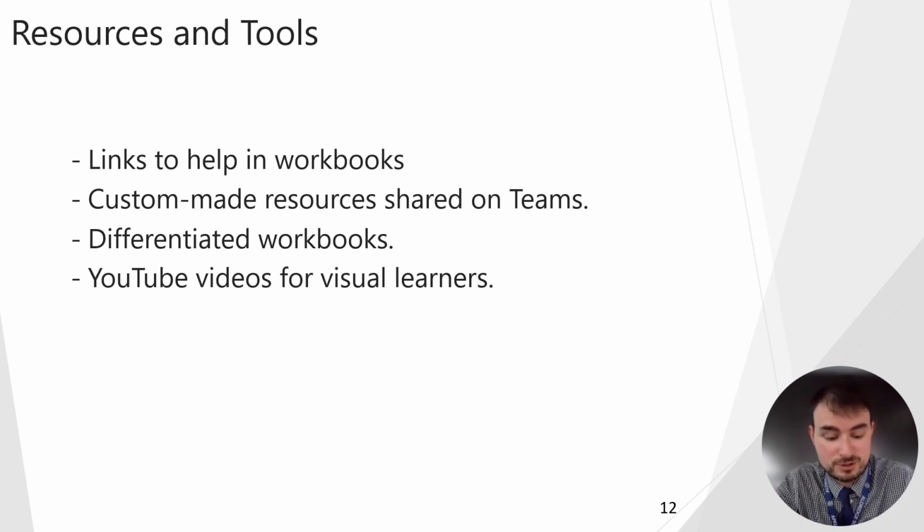Differentiated workbooks, which I'll show you soon, having different workbooks for different students. YouTube videos for visual learners, having videos with voiceovers so students can look at the videos to support themselves. That could simply be a recording of a lesson you've done or a recording of a task, talking them through how to do it again if you didn't understand it the first time you discussed it in lesson. And again, it does give students the ability to learn at their own pace.